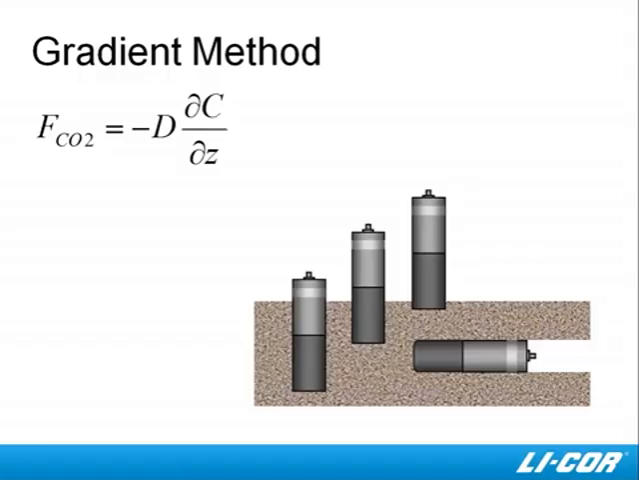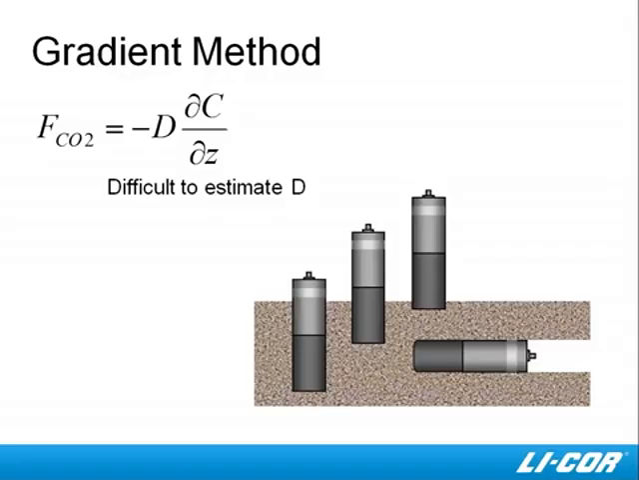The technique that I want to start with is the gradient method. In the gradient method, you deploy a series of CO2 sensors throughout a soil profile, and you measure flux by looking at the CO2 gradient across the soil and taking this gradient times a soil diffusivity coefficient. This coefficient describes the movement of CO2 throughout the soil, and ultimately you get a flux.